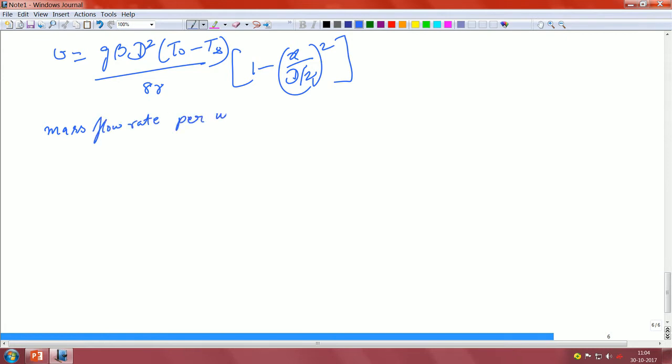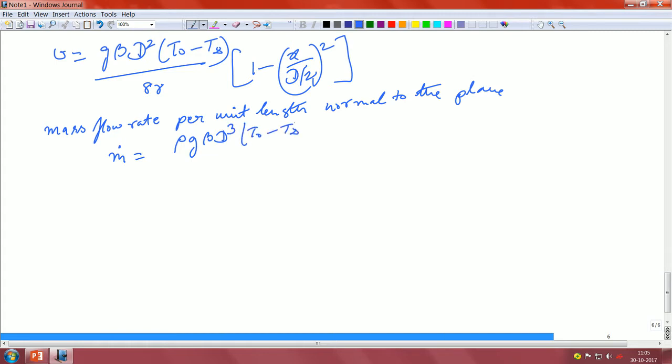per unit length normal to the plane. Okay. So, normal to the plane. So, m dot therefore will be equal to rho g beta, because it is basically rho a v and that kind of stuff. So, it is basically dA cube (T naught minus T infinity) divided by 12 gamma.